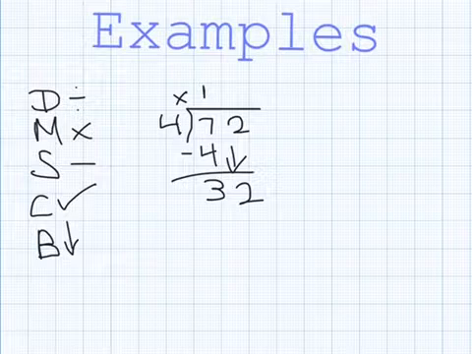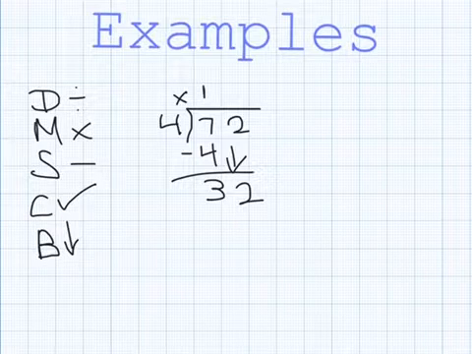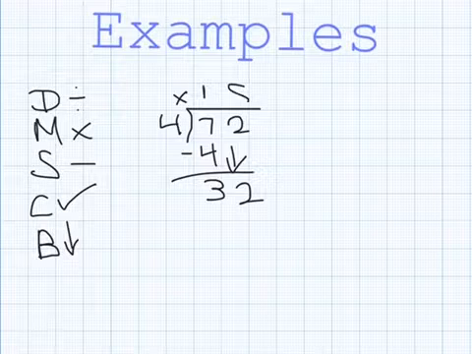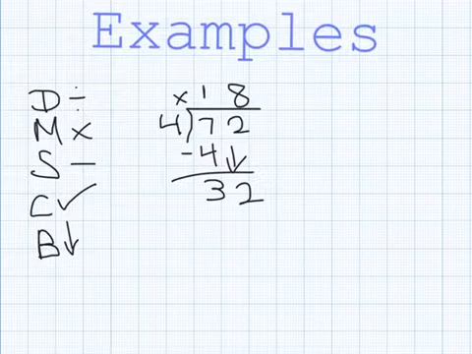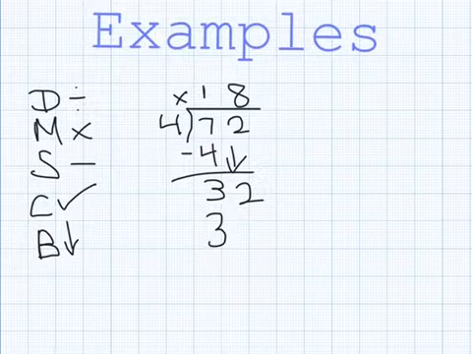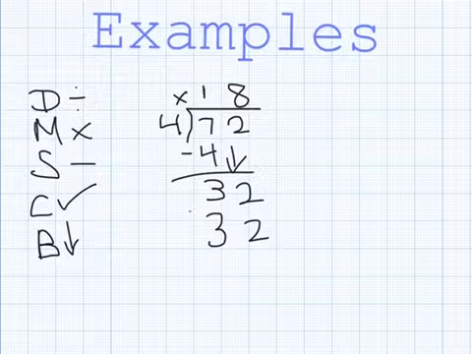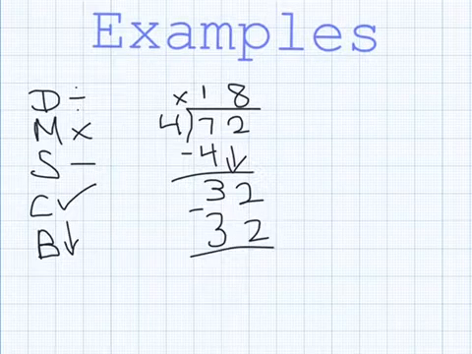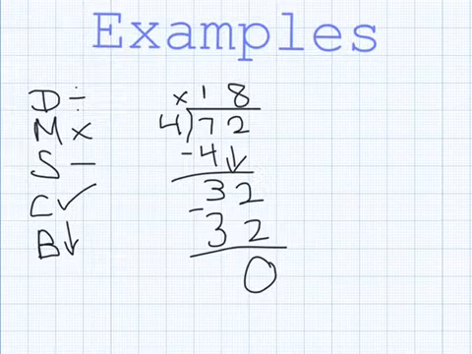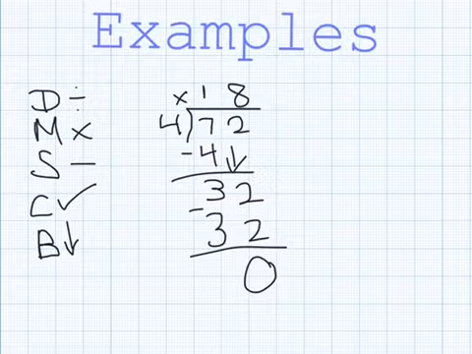So, how many times does 4 go into 32? It goes into 32 8 times exactly. 4 times 8 equals 32. That's our multiplying step. So we write 32 here. And now we subtract. Our remainder is 0. If your remainder is 0, you don't have to write it up top by your quotient.